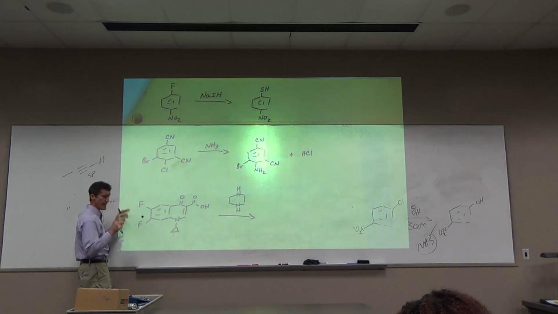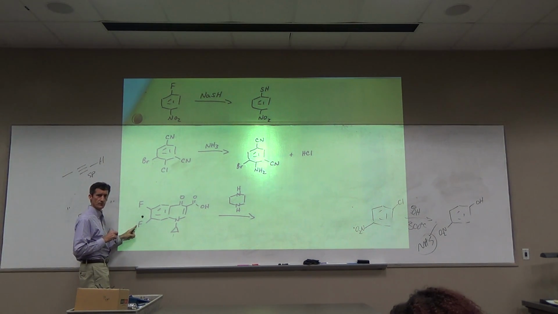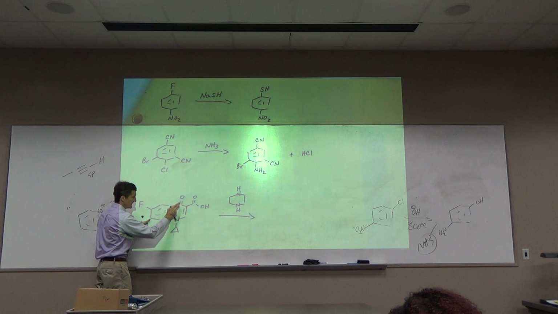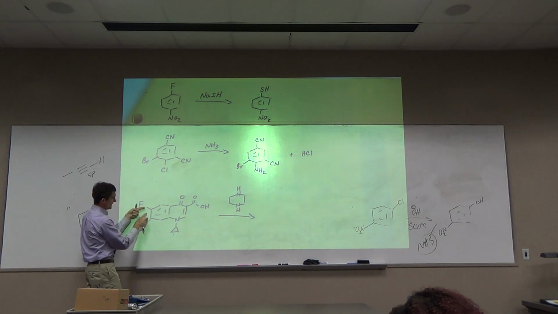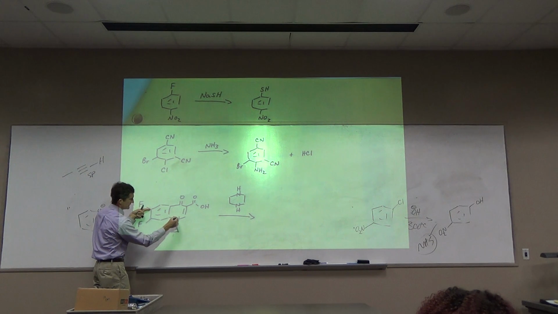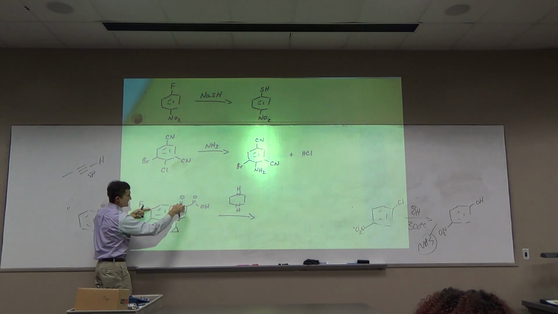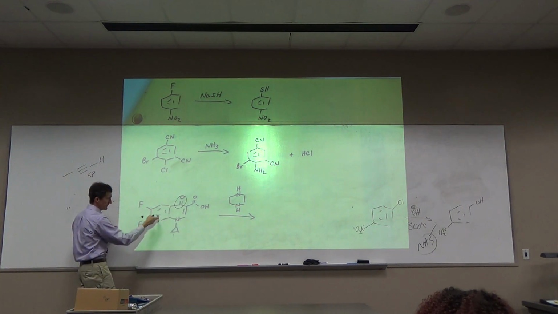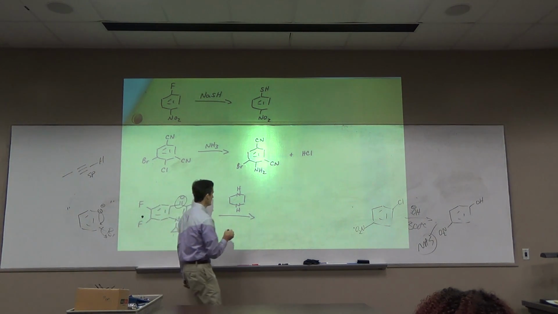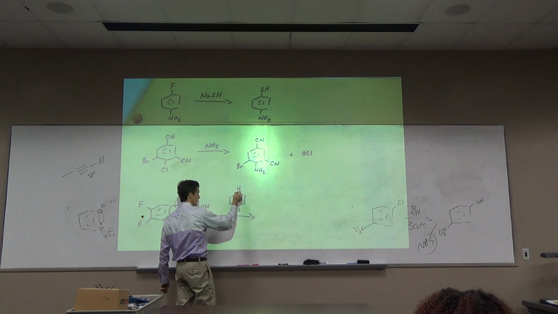Is either one of these activated by having a strong electron withdrawing group ortho or para? Yes, because it's para to the carbonyl. How about this one? No, para is a nitrogen. That's not a withdrawing group. Basically, this is your strong electron withdrawing group, but it's para to this. This is the one you're going to displace. Product here.